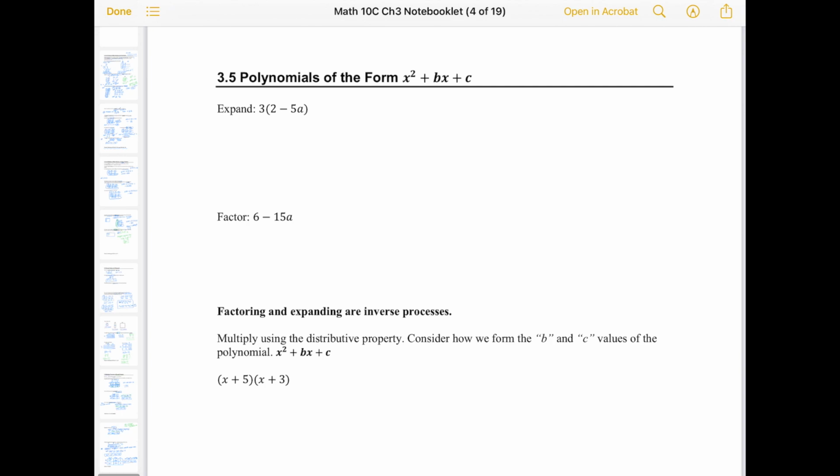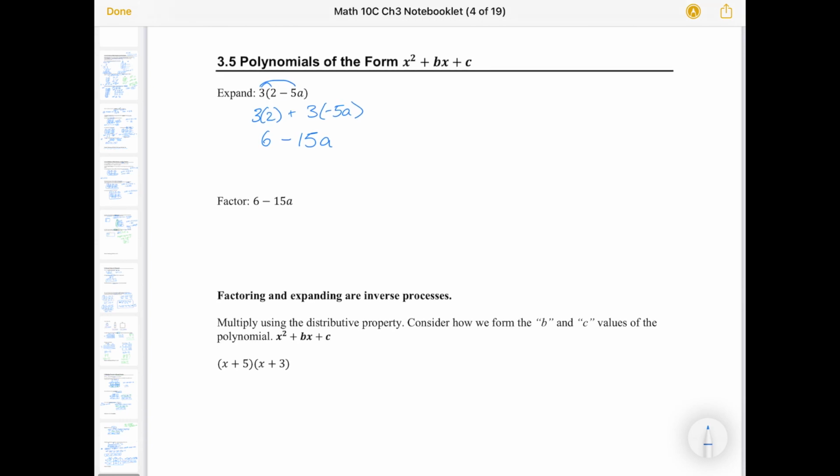So I've hinted at this throughout. They are very similar. They are sort of the reverse things. So being comfortable with our multiplication will help us with our factoring. So first I expand this. I multiply the 3 into both terms so that I have 3 times 2, plus 3 times negative 5a. So 3 times 2 is 6. 3 times negative 5a, 6 minus 15a.